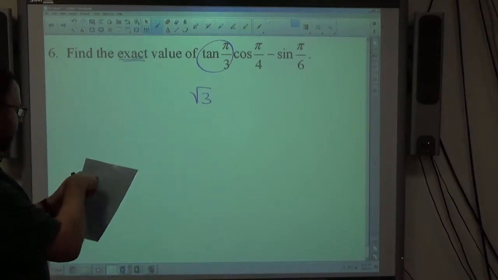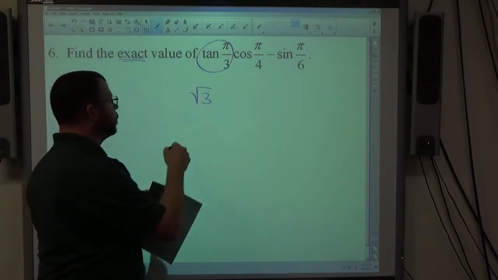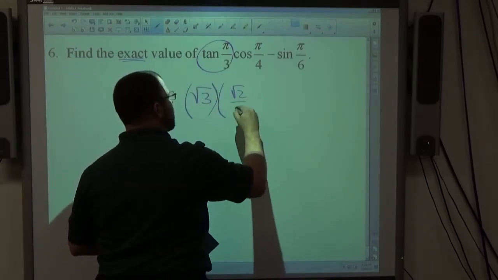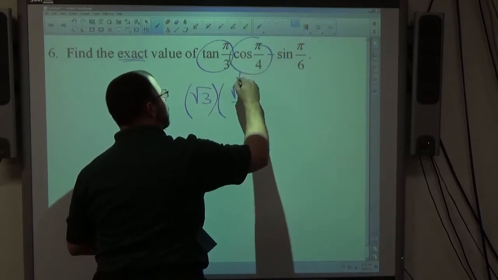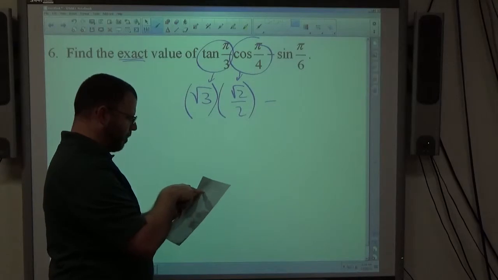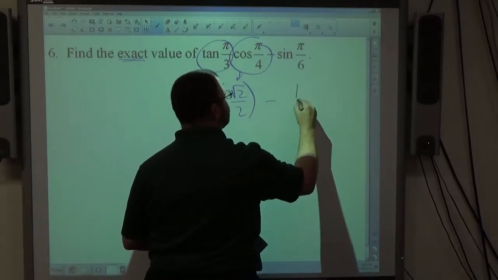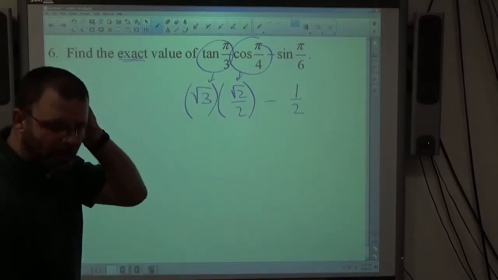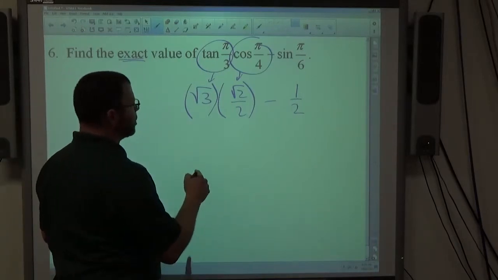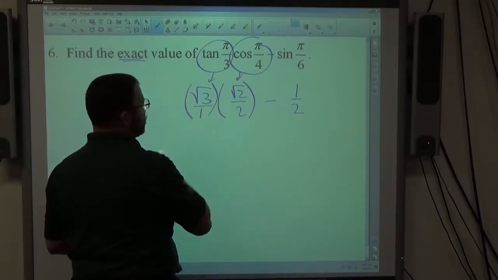If I look up cosine of pi over 4, that's going to be the square root of 2 over 2. Those are being multiplied together. And then minus sine of pi over 6. If I look that up, pi over 6 sine is 1/2. Okay. And once I get all those exact values, then it's just a matter of simplifying this expression as much as possible. This officially is over 1.